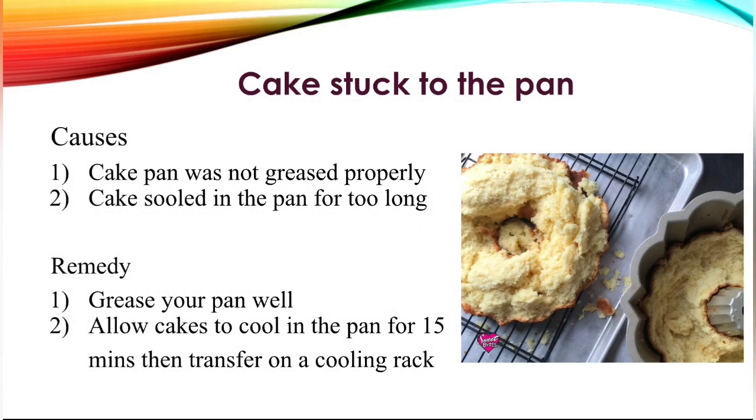In the event that the cake is stuck to the pan, it could be because the cake pan was not greased properly, or it could be that the cake was allowed to cool in the pan for too long. So to prevent this from happening, you want to ensure that you grease your pan well. This can be done by using parchment paper, or you can use non-stick cooking spray. You could even use butter or oil and then lightly flour the pan before adding the cake batter.